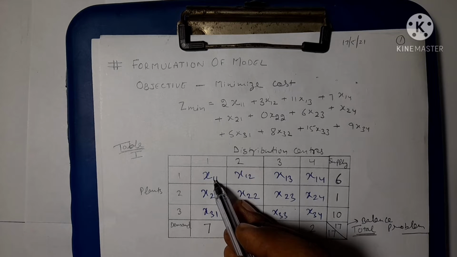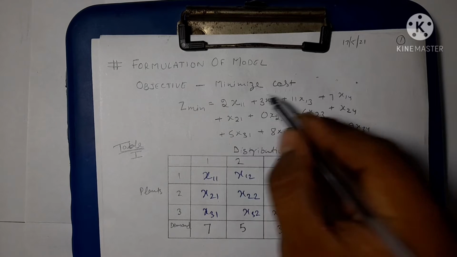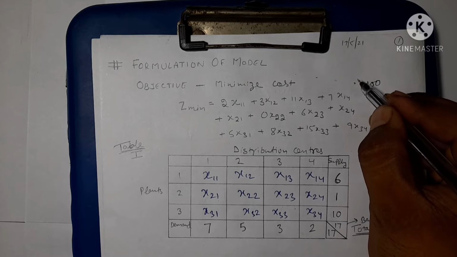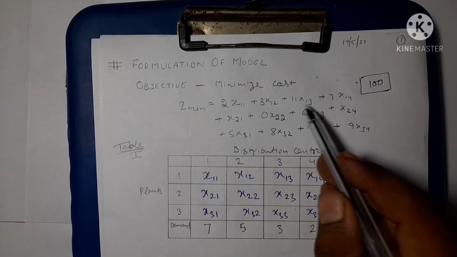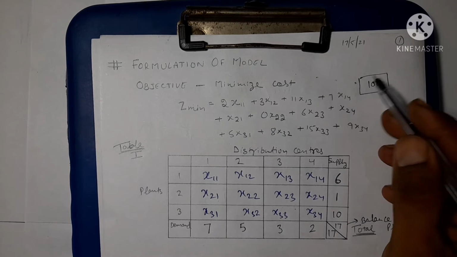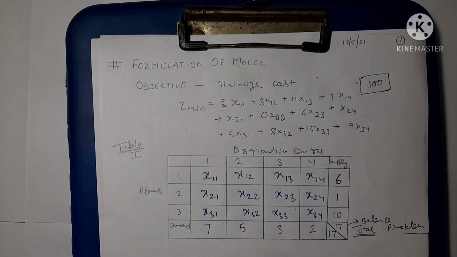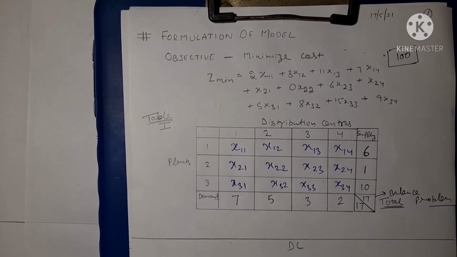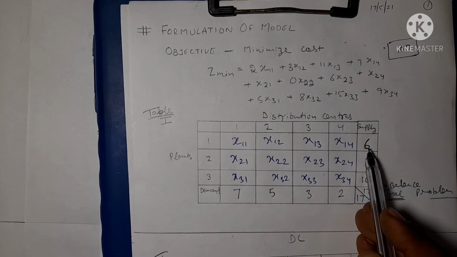In the question it is mentioned that you need to take 100 of it, meaning 100 rupees is taken as common, otherwise the costs are 200, 300, 1100, 700. At the end of the calculation we will multiply by 100 to get the normal result. As per the total supply and total demand, x11 plus x12 plus x13 plus x14 is equal to 6.